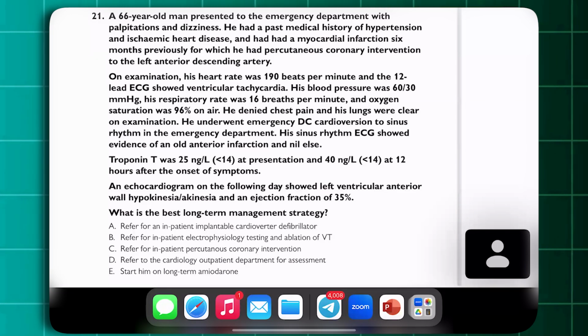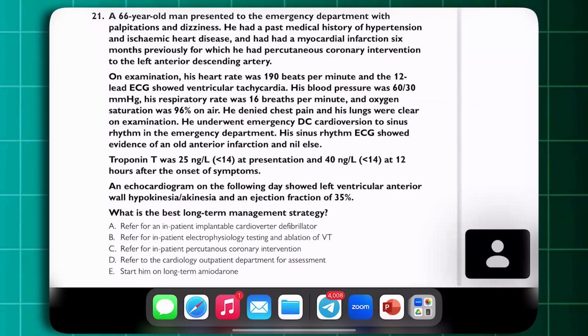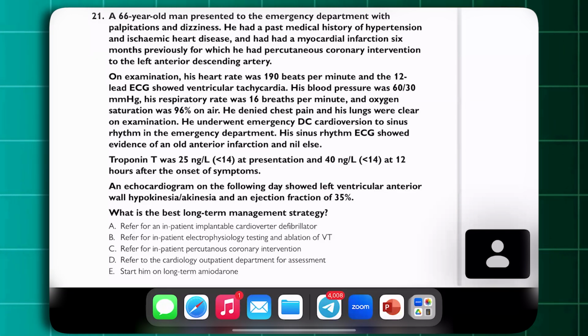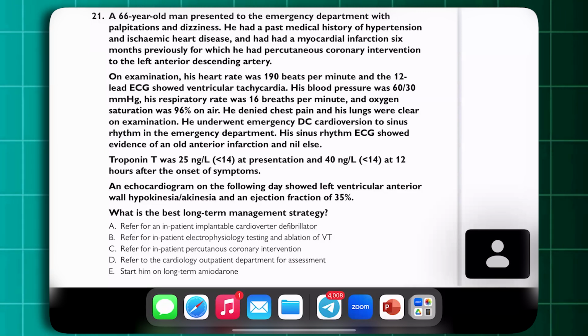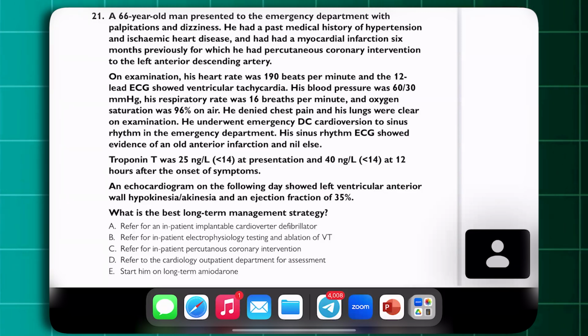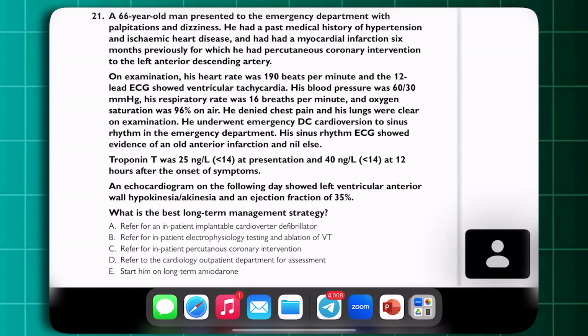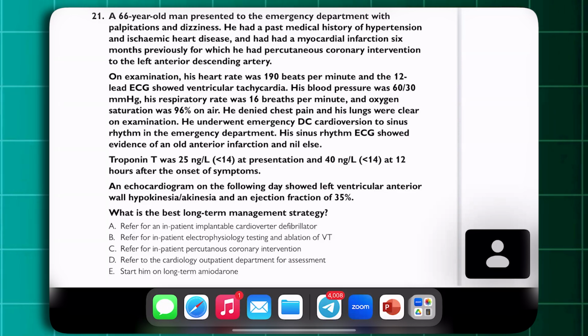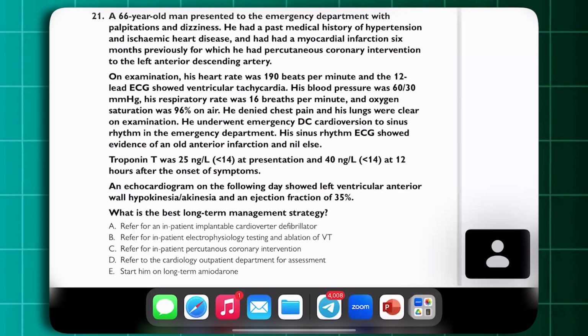Troponin T was raised and it was rising after 12 hours. So there is a cardiomyopathy, probably because of the VT. The echocardiogram shows an LV dysfunction with a low ejection fraction, and there is also an anterior hypokinesia. So, what will be the management option for this patient in the long term? They have asked for a long-term management strategy, not a short-term management strategy, right? So, long term, what is the management option?